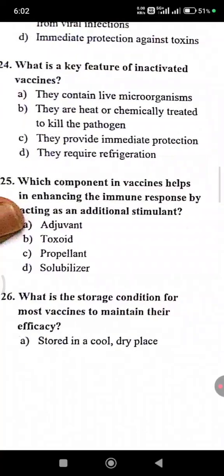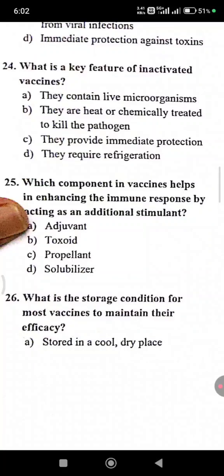Which component in vaccines helps in enhancing the immune response by acting as an additional stimulant? That is adjuvant.